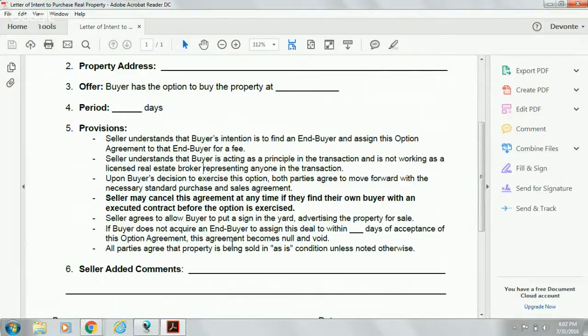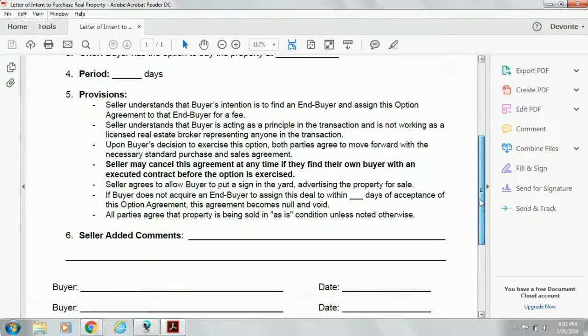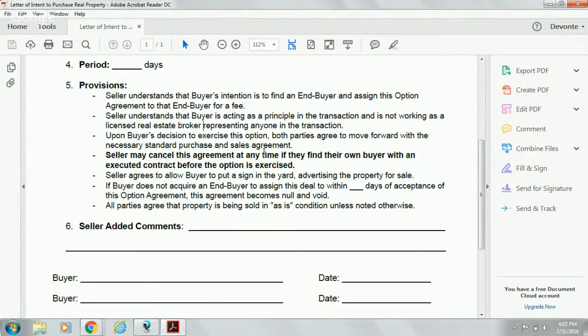So all parties agree that property is sold in as-is condition unless noted otherwise. The only time I really go ahead and get a title search or anything is if I'm doing lease purchases. If it's retail deals, and I'm using another buyer, I'm not purchasing it for my own inventory out of pocket. I don't require any appraisals or any inspections. That's for my buyer to go ahead and do his due diligence. So unless we're doing a lease purchase or a subject-to, where I'm taking over your property, as far as I'm concerned, we're doing it as is.